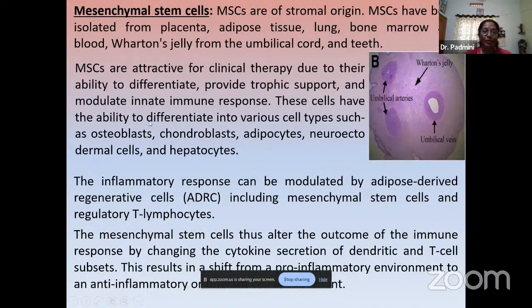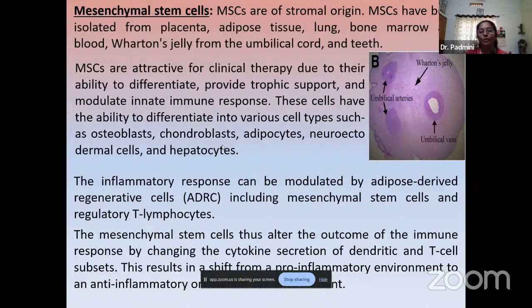So innate immune response, remember the immunology, innate immune response. And these cells have the ability to differentiate into various cell types, such as the osteoblast, chondroblast, adipocytes, neuroectodermal cells, and hepatocytes. Now remember, I was talking about blasts, cytes, and clasts. Remember these three points over there.